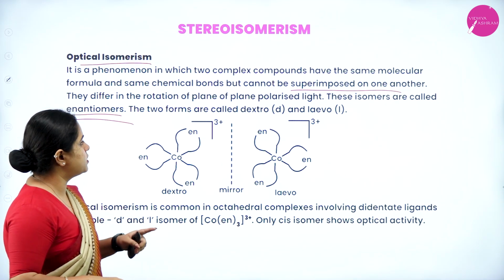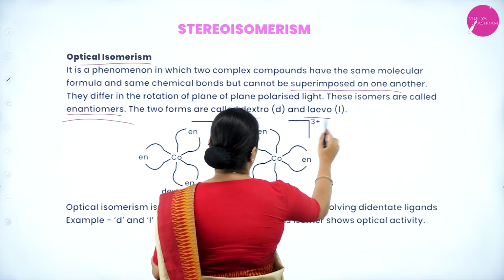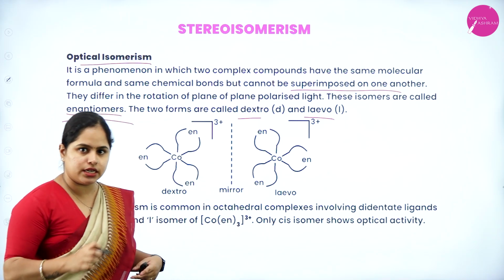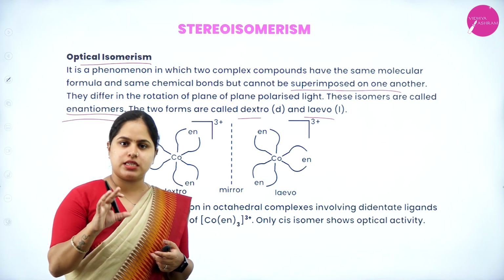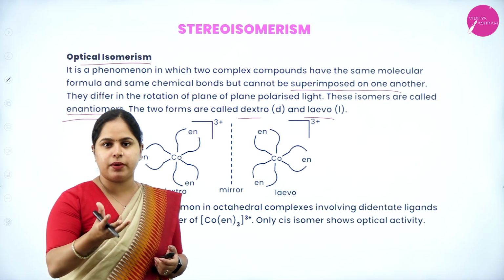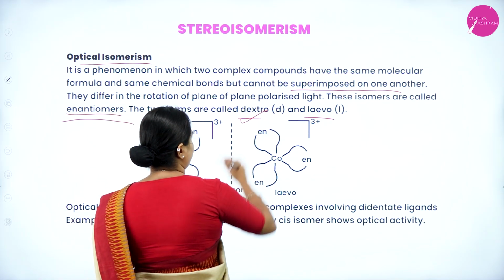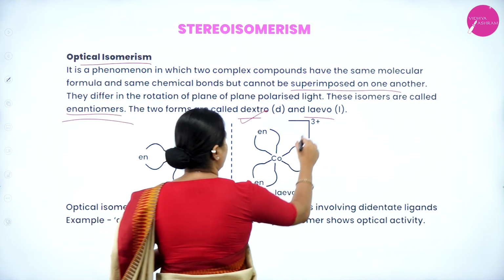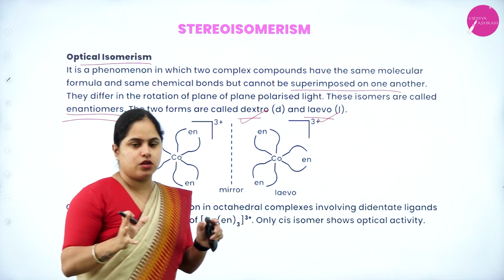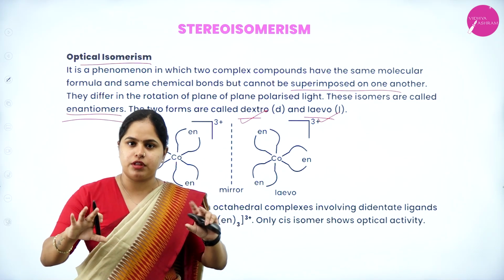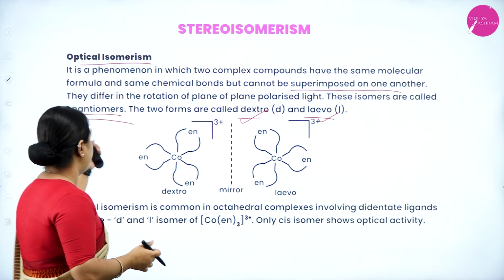The two forms are called dextro and levo. Now what is this dextro and levo? As I discussed, if the plane polarized light is rotated towards the right by the compound, it is called dextro. If it is rotated towards the left, it is called levo. And these two together, rotating to the right and left, are called enantiomers.